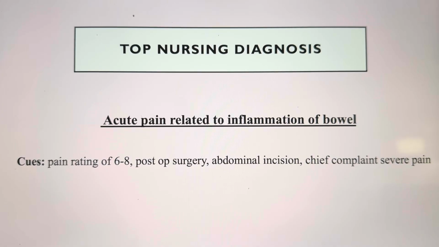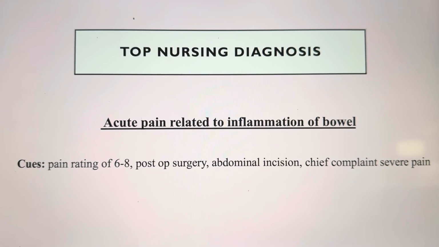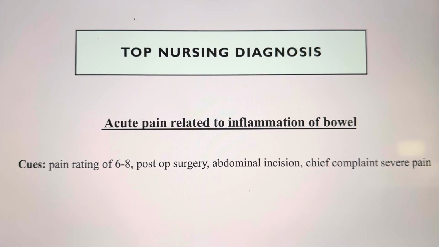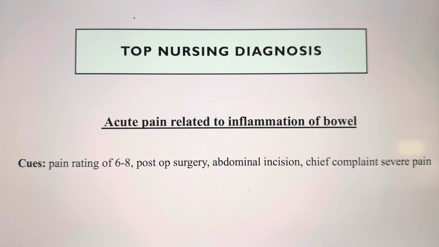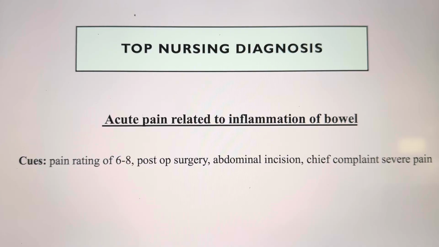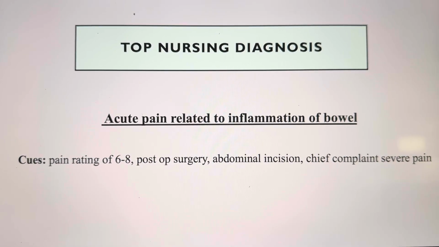The top nursing diagnosis that I chose for this patient is acute pain related to inflammation of the bowel. What led me to choose this was he had pain readings of 6 to 8, and he said it was severe pain that brought him in as his chief complaint. He is post-op, and he has an abdominal incision.